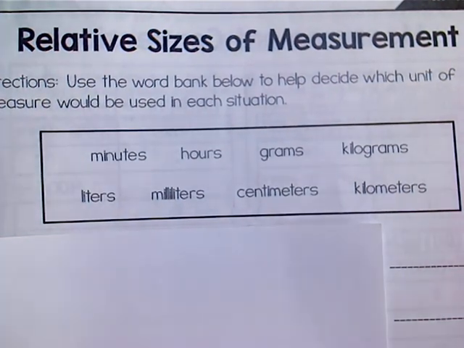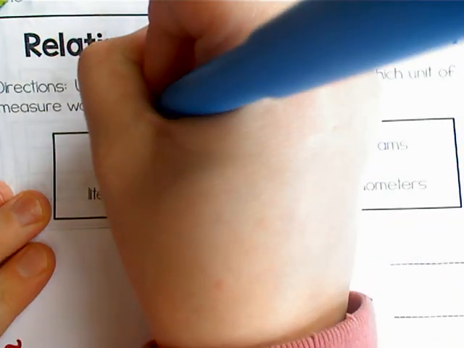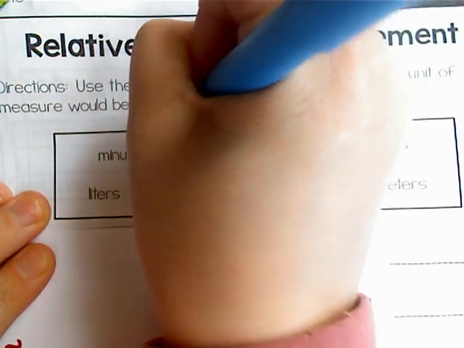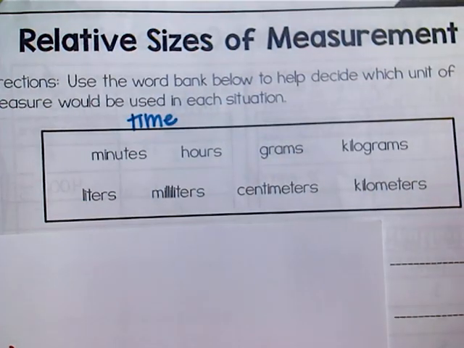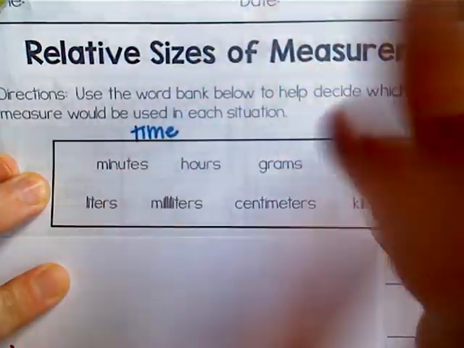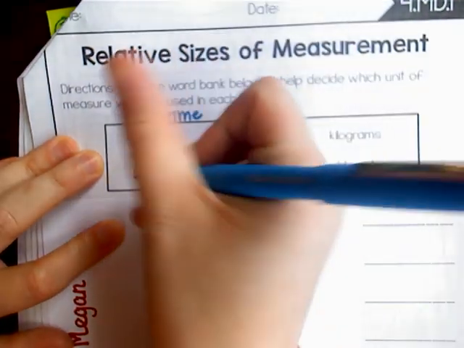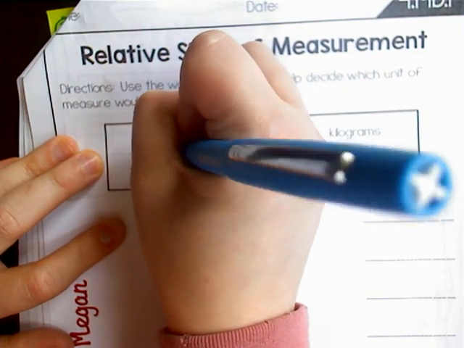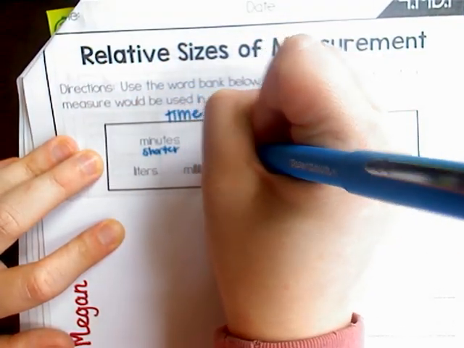You all should be familiar with minutes and hours. These are two units that measure time. And when you're thinking about minutes versus hours, minutes is the shorter one, and hours is the longer one. So minutes is shorter, hours is longer.